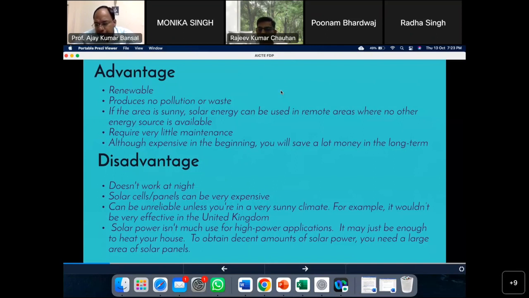The major disadvantage associated with solar energy is that the sun is not available at night, so solar panels will not work during the night time. Solar cells and solar panels are very expensive and can be unreliable unless we have a very sunny climate. Solar panel arrays must be used for higher power applications, because solar cells only produce a very small amount of power, so a decent amount of power can be generated with the help of solar panels.